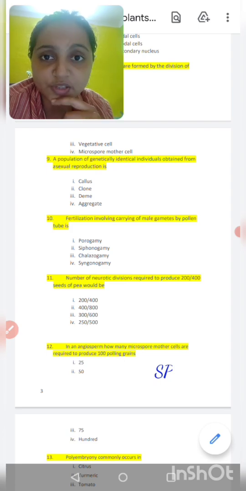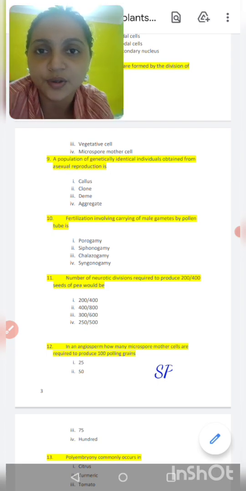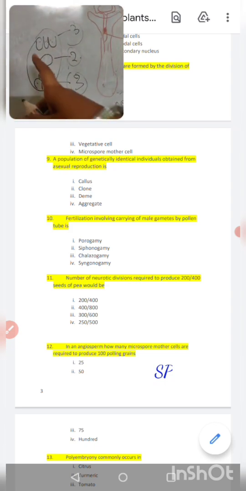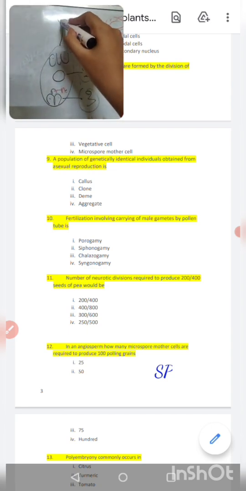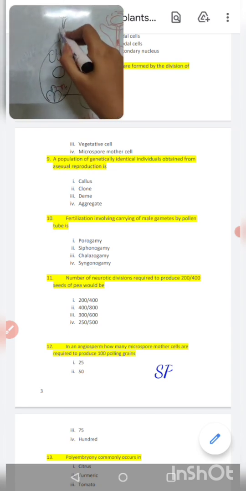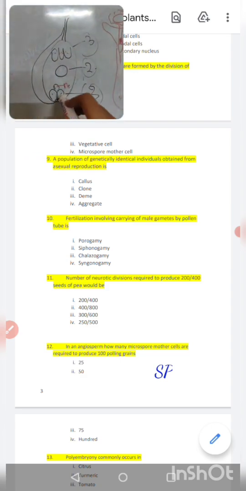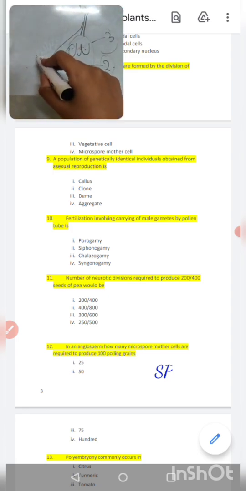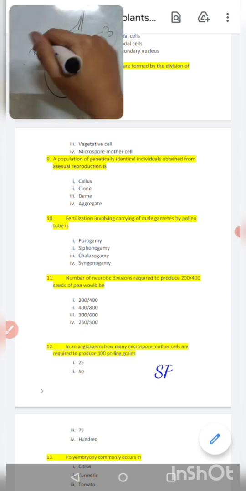Coming to porogamy, porogamy means the pollen tube is entering through the micropylar end. See, this is the embryo sac, above it there will be the style and the stigma, like this. When the pollen tube enters through the micropylar end, that means the lower end where the egg is, this process is known as porogamy.